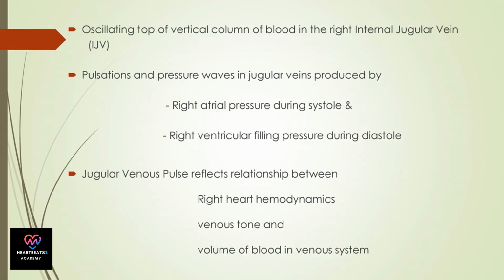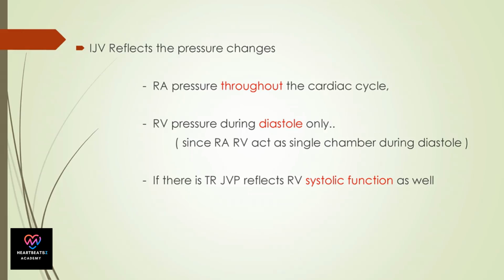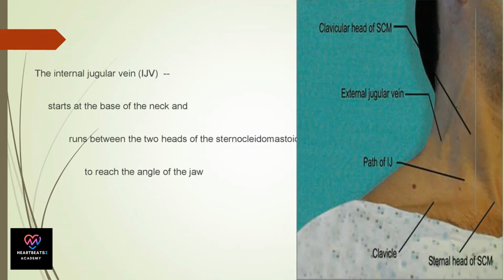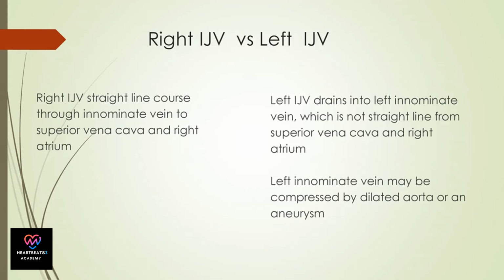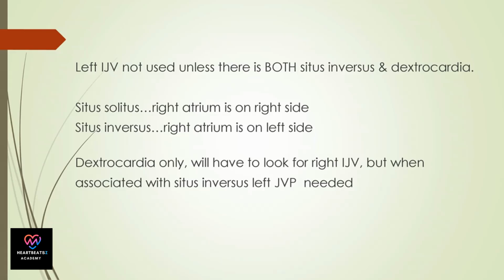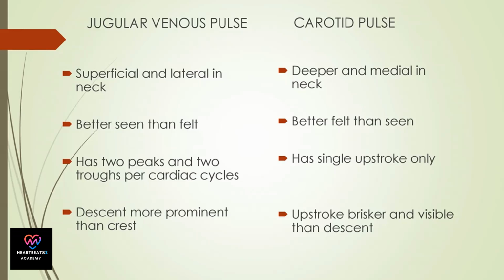The jugular venous pulse reflects the oscillating top of the vertical column of blood in the right internal jugular vein, closely related to right heart hemodynamics. Anatomically, the internal jugular vein runs between the two heads of the sternocleidomastoid muscle, making it preferable over the external jugular vein for assessing right atrial pressure. The right internal jugular vein has a straight course to the superior vena cava and right atrium, unlike the left internal jugular vein, which may be compressed by a dilated aorta or aneurysm.